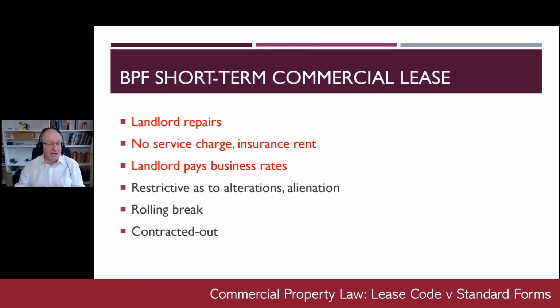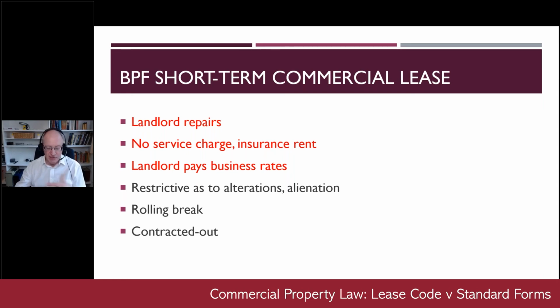No obligation on either party to insure the property. But if the landlord does choose to insure, no provision for the tenant to reimburse any insurance premiums which the landlord may incur. And the landlord pays the business rates. So a fully inclusive rent from a tenant's point of view. And that is in accordance with the concept of the document.